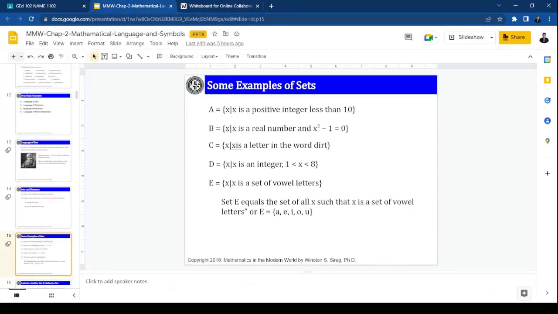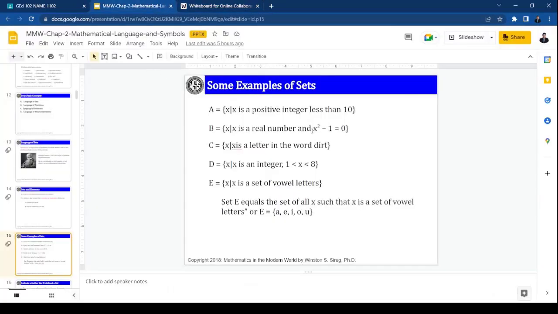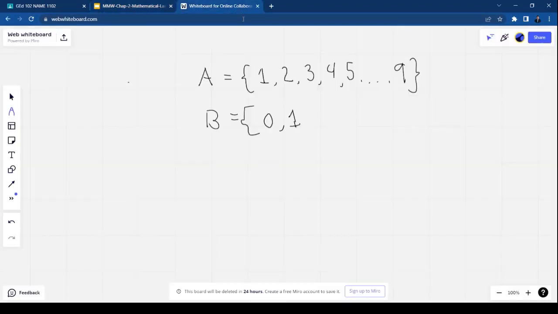Okay, so next we have B. X such that X is a real number and X squared minus 1 is equal to 0. So ano ba yung pag nag-X, X squared minus 1 is equal to 0? So isa lang ang number natin, B is equal to the set of 0 and 1. And kung may naisip pa ba kayo na iba? Real number na pag ating in X squared minus 1 is equal to 0. Diba? Meron pa ba?